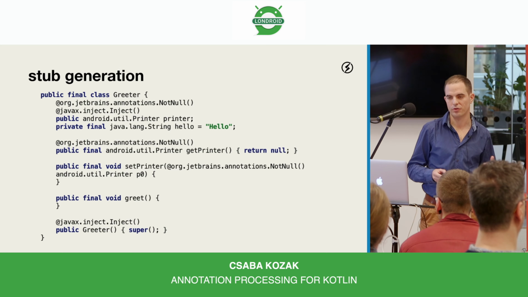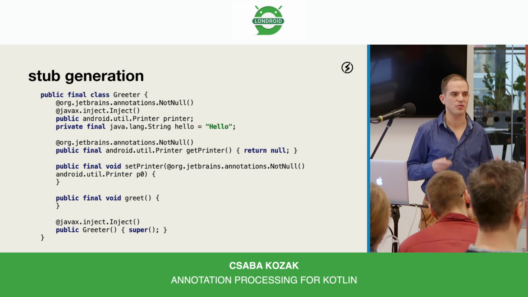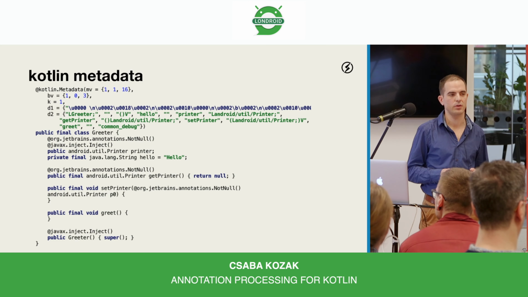However, since Java stubs are generated, and Kotlin has many more language features than Java, information could be lost. So how can your annotation processors actually look at what Kotlin language features you use in your source code? To have that, there is a very special annotation called kotlin.Metadata. This annotation is not intended to be used by developers. It is added during the Kotlin compilation, and it contains metadata about your Kotlin code and the Kotlin language features that you used.